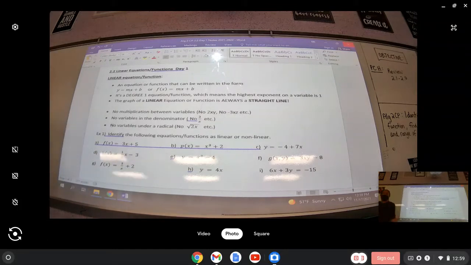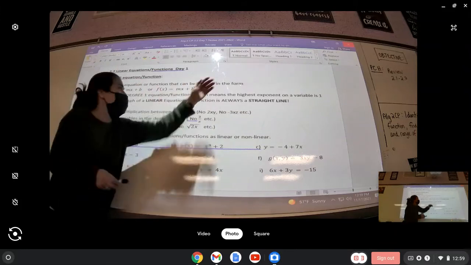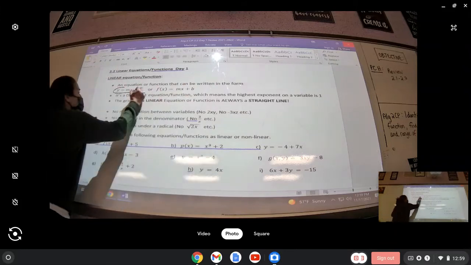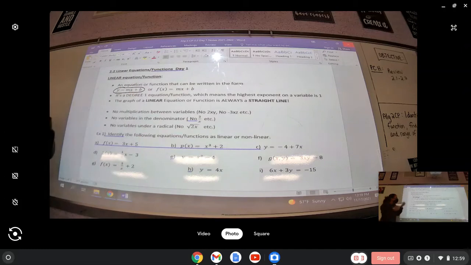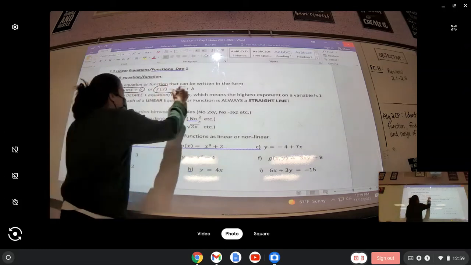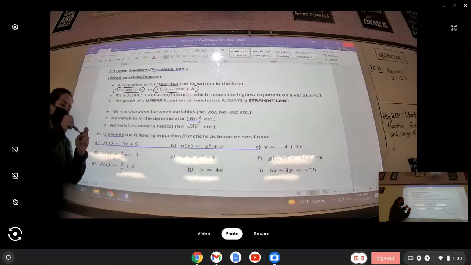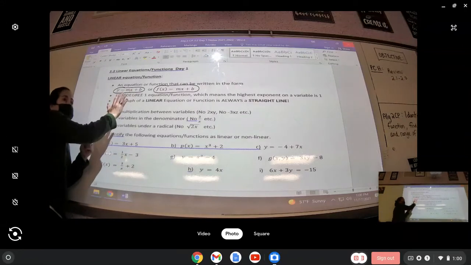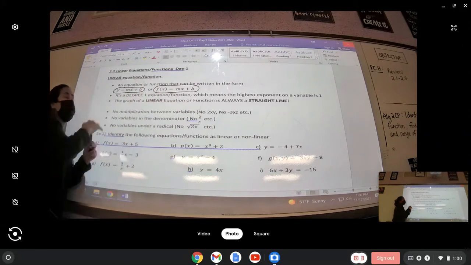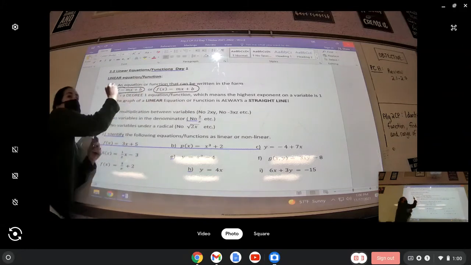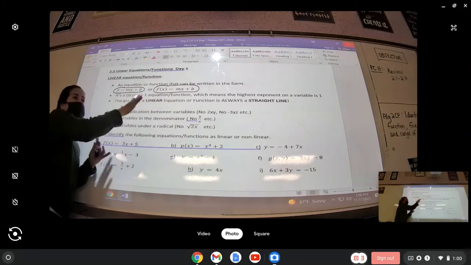So what does it mean to be linear? By definition, an equation or function that can be written in the form good old y equals mx plus b, or if you use f of x instead, f of x equals mx plus b. If you are an equation that can be written in that form, then you are a linear equation, a linear function. All right, so we can also say, by its definition, that if you are a linear equation or function, then it is a degree 1 equation or function.